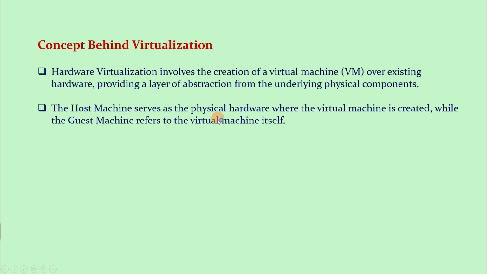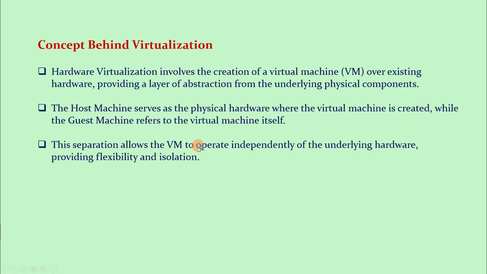The host machine serves as the physical hardware where the virtual machine is created. Hardware will still be used. It will be from your local machine, or from your laptop if you are creating it in your laptop. While the guest machine refers to the virtual machine itself, the machine that you are creating will be referred to as the guest machine or virtual machine. This separation allows the VM to operate independently of the underlying hardware, providing flexibility and isolation. So as these are separated, like the virtual machine is different and your local machine is different, and both are running on independent OS, it provides more flexibility and isolation.